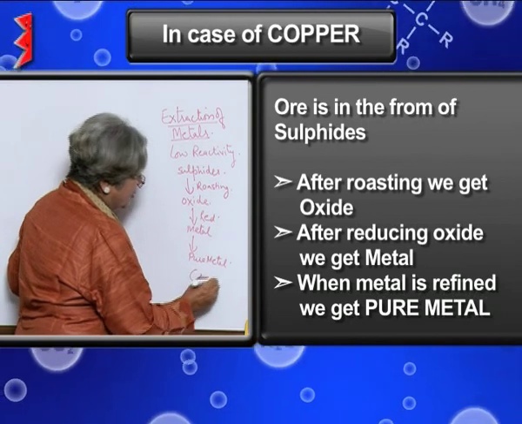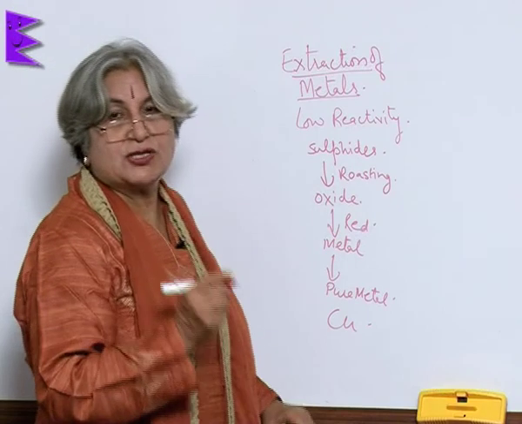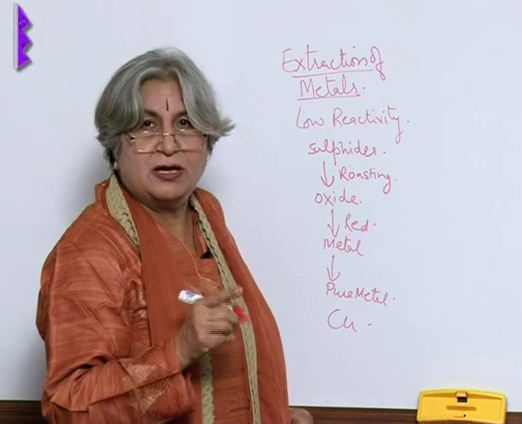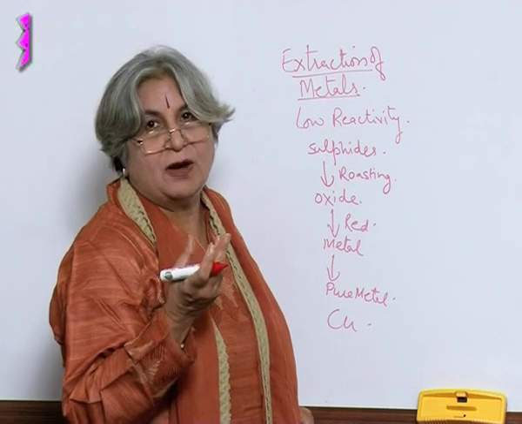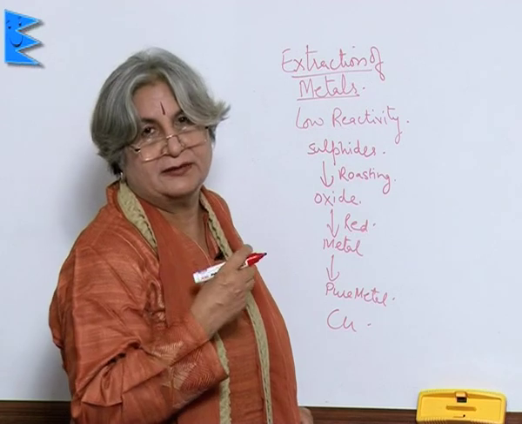And this is the case of copper, because copper can be found pure also, and it is also found in the form of its compound like copper pyrite, which is copper sulfide. So, this was just an outline of how metals can be extracted.